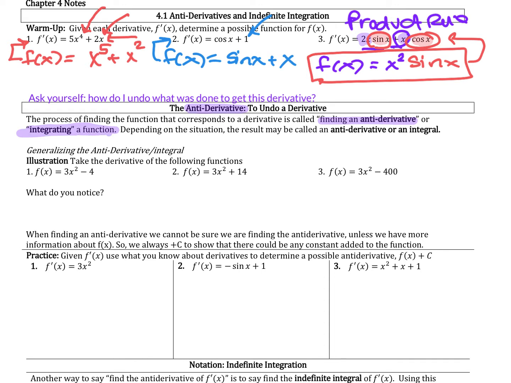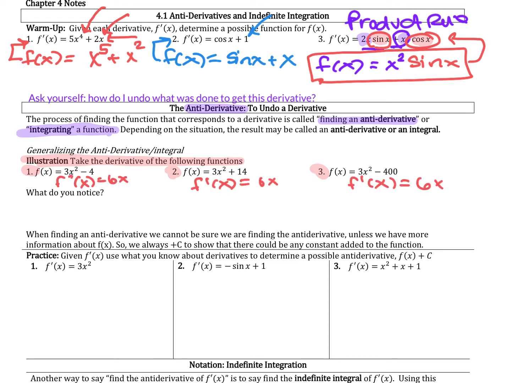So before we get to that formal notation, I want you to think about these three functions down here, number 1, number 2, and number 3. And go ahead and pause the video and take the derivative of each of those 3 functions.